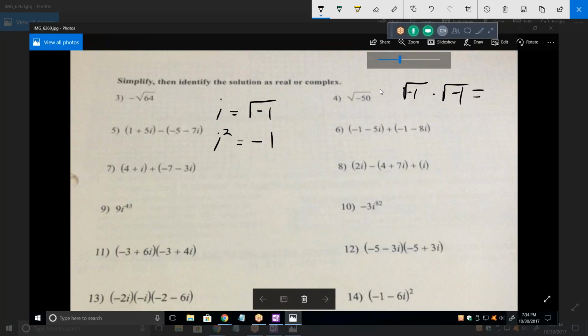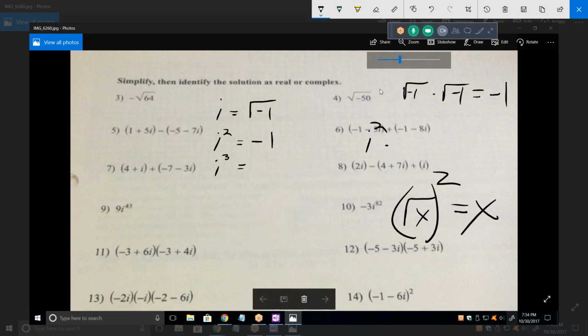Okay. The square root of x squared is x, always, no matter what x is. All right. When I take the square root of -1 times the square root of -1, I get -1. Okay. What's i cubed? It's 2. No, it's not. i cubed is i squared times i. What's i squared again?